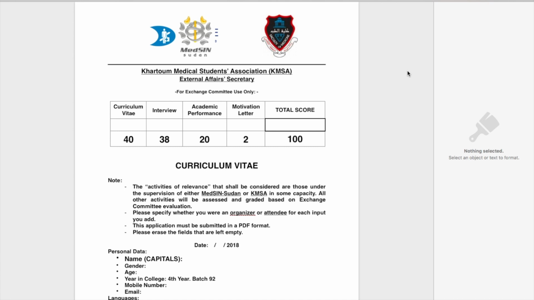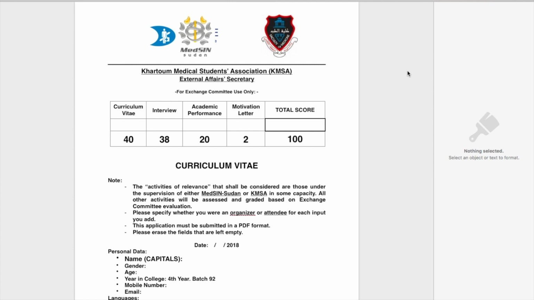Third, you must bring a certificate for any international, regional, or online activity written in your CV, or you will be excluded from competition. Fourth, you should be able to prove the validity of anything written in your CV, as you may be asked to prove the validity of a specific point or points during your interview.